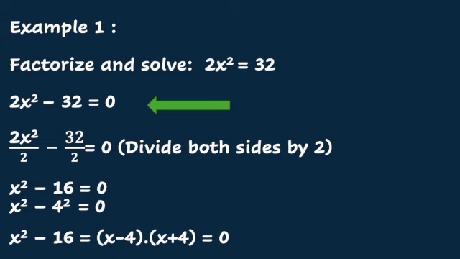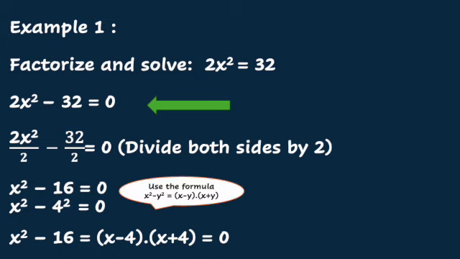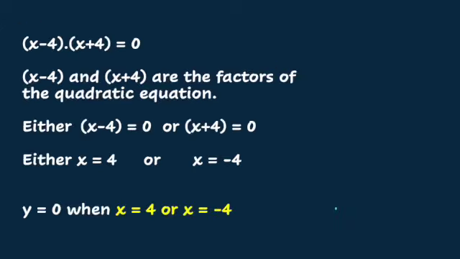Now why do we do that? Because our purpose is to use the formula x squared minus y squared equal to x minus y times x plus y. This helps us to factorize. So we can rewrite the expression x squared minus 16 as x minus 4 times x plus 4 equal to 0. Here, x minus 4 times x plus 4 equal to 0.